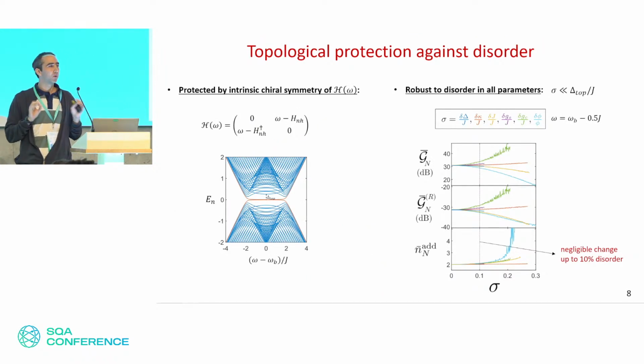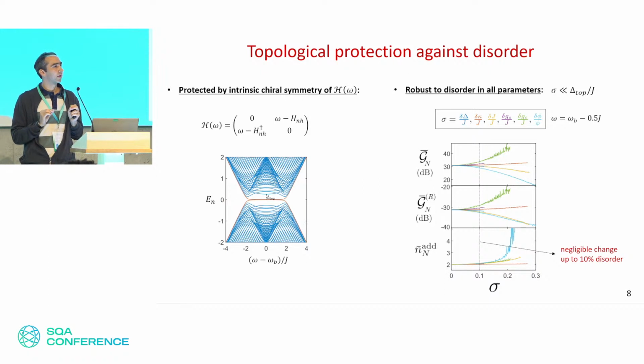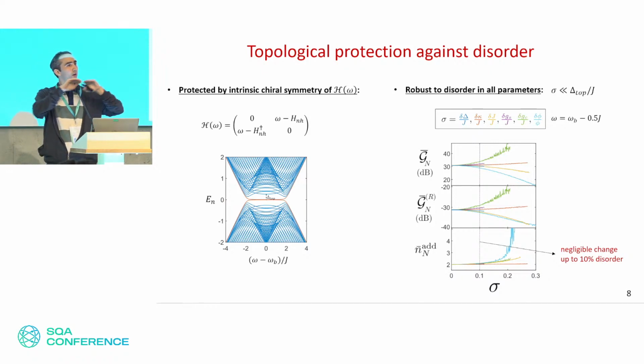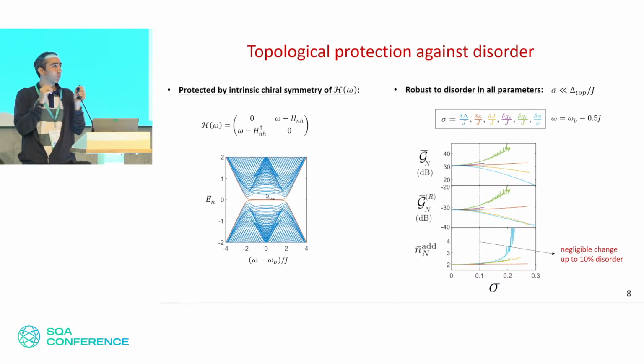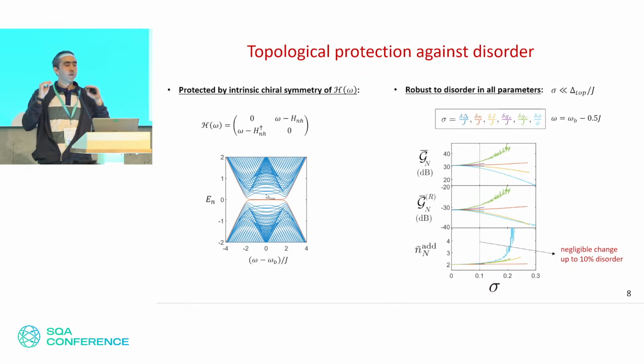So the last nice property of the topological amplifier I want to comment on is that it has an intrinsic topological protection against disorder. I said that the device should be completely homogeneous in principle, but of course, due to fabrication errors, mainly in the JJs, they will get inhomogeneities.